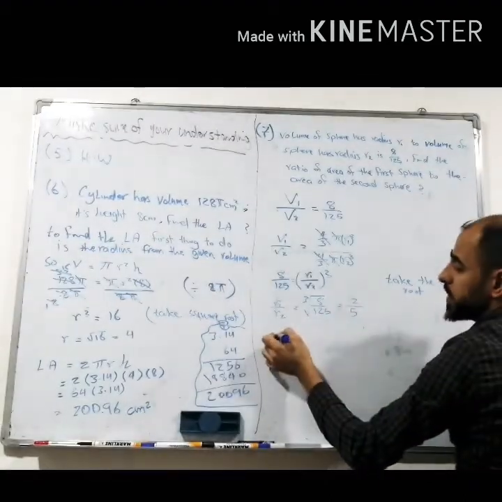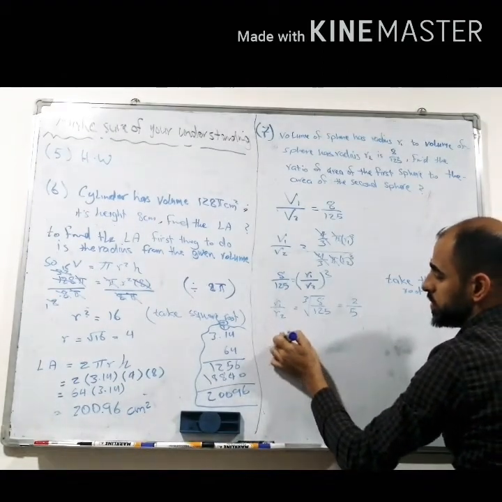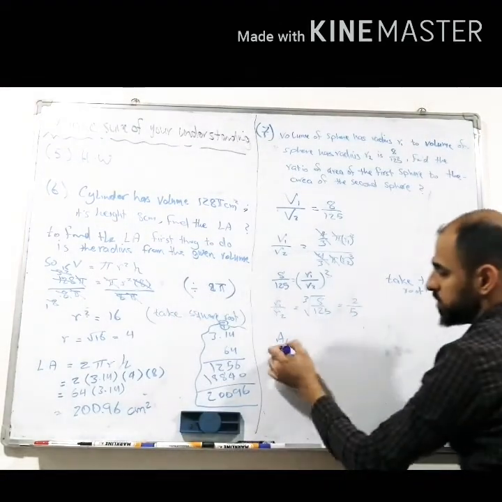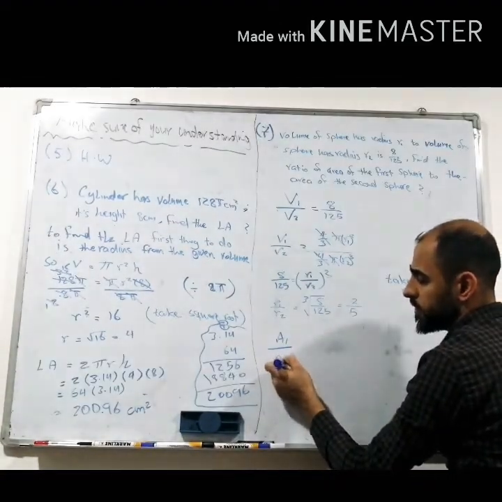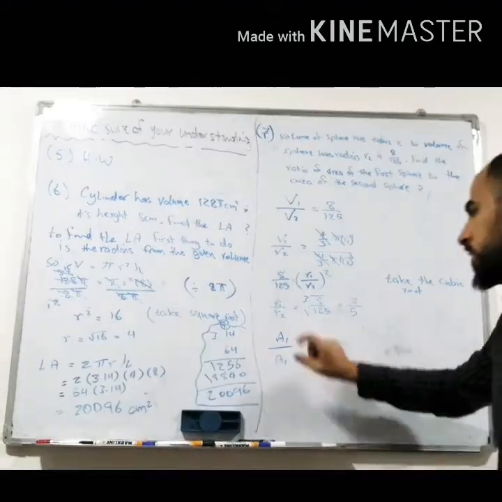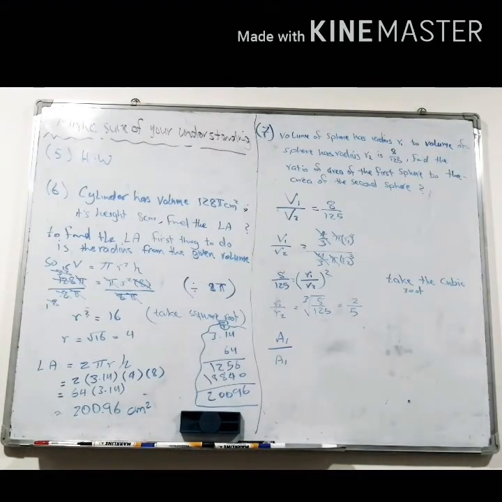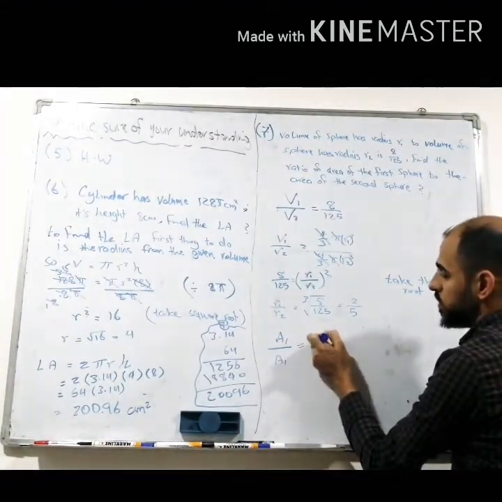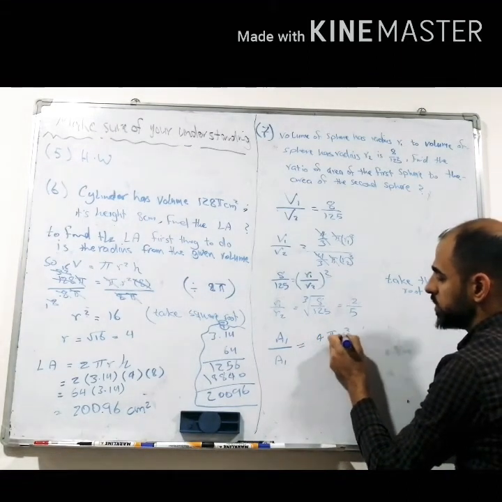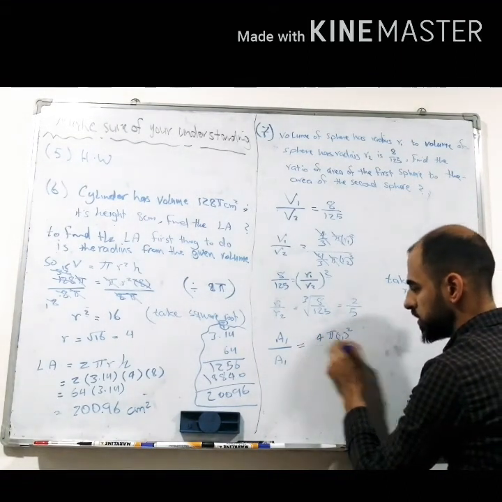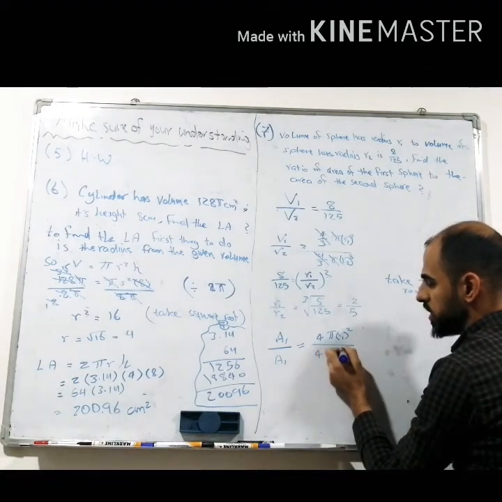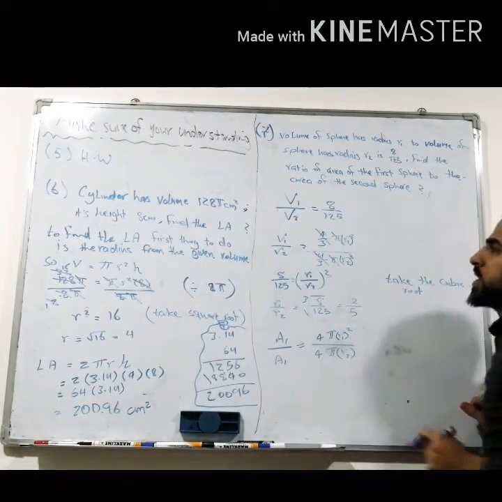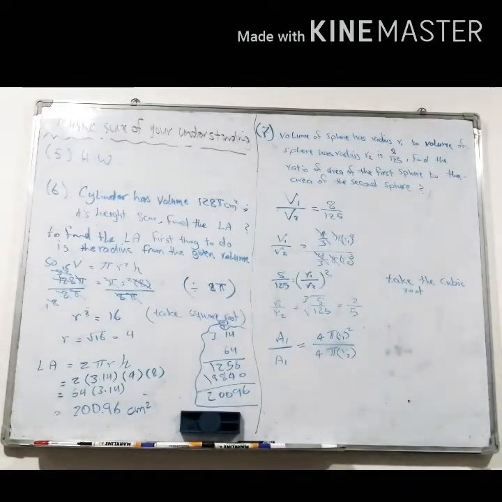To find the ratio of the area of the first sphere over the area of the second sphere, we also use the area of a sphere, but we will use it proportionally: the area of the first sphere over the area of the second sphere. The law of area is 4 pi r1 to the power 2 over 4 pi r2 to the power 2, where r1 and r2 are the radius of the first sphere and the radius of the second sphere.